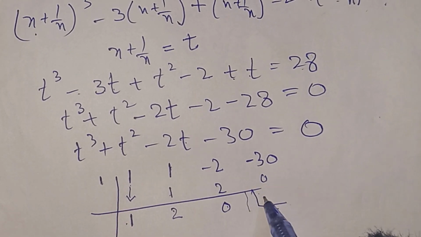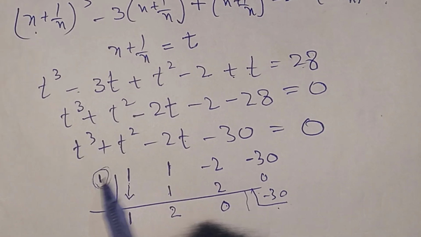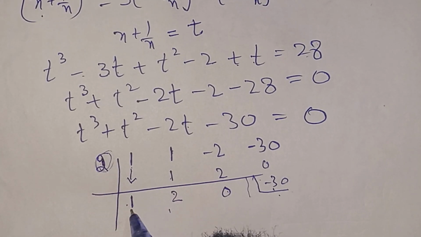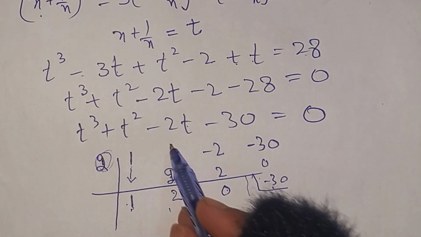And in this case, the remainder is minus 30. So this implies 1 is not a factor because the remainder is not 0. Next, we write here a 2. We copy the first term, then multiply 2 by 1, we get a 2. And 2 plus 1 is 3.